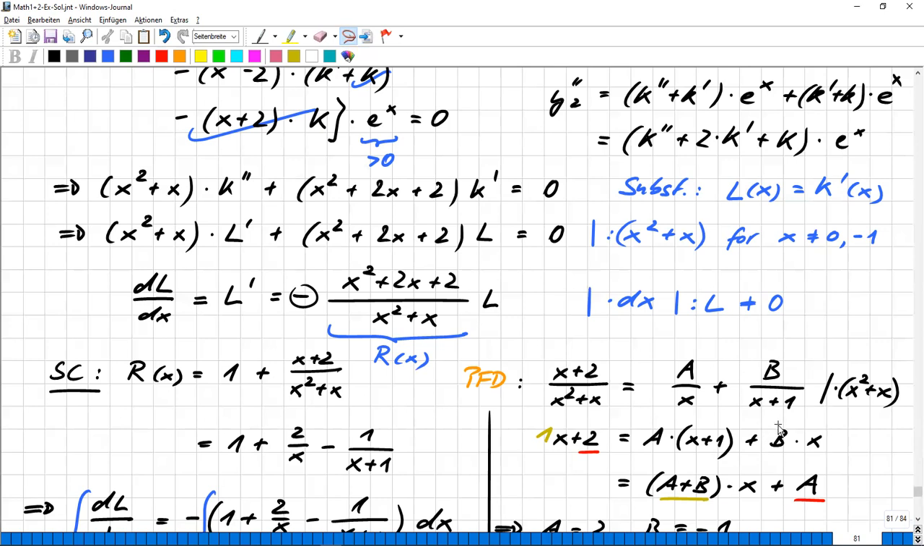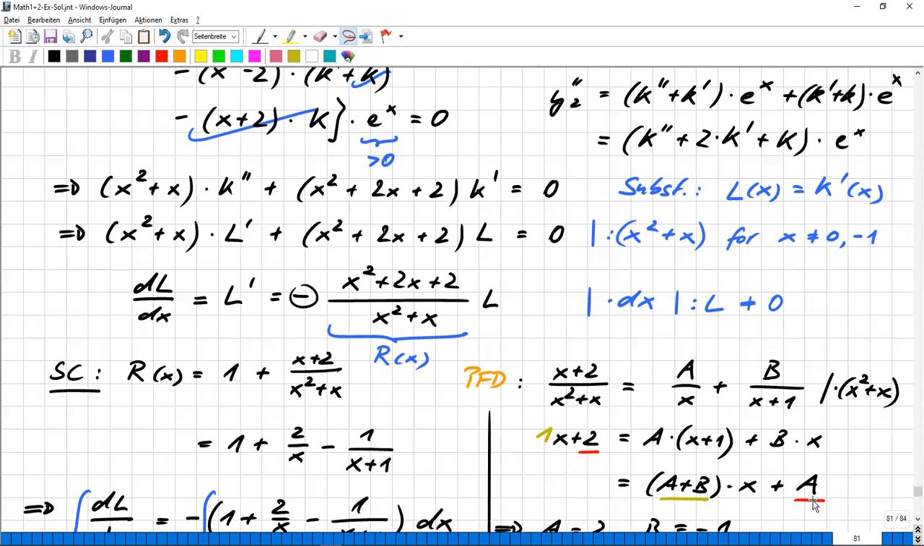fraction-free approach, and then I just have to resort it a little bit. I get A times x plus B times x, moving x to the right. This is A plus B in parentheses times x, and also plus constantly A times 1, so just plus A.